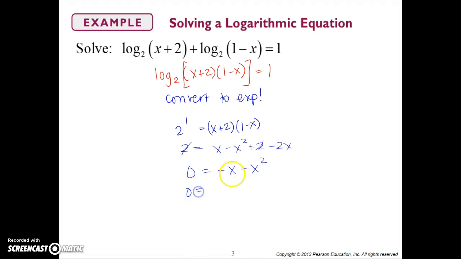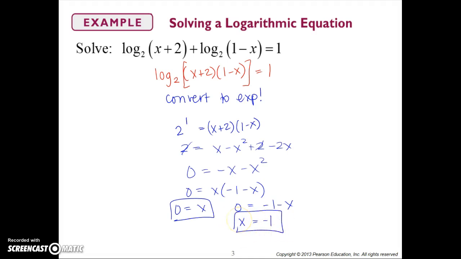So 0 equals, if we factor an x out, we get negative 1 minus x. Set each term equal to 0. So 0 equals x, and 0 equals negative 1 minus x. So x equals 0, and x equals negative 1.